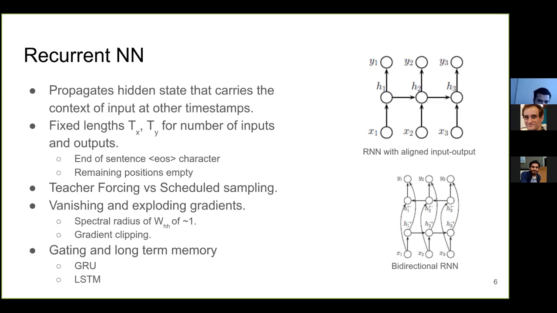For input and output, we have fixed time lengths. This length is very large to incorporate our expected maximum size of input and output. Every sentence ends with a special character, usually called the EOS character. After that character, the remaining positions stay empty.